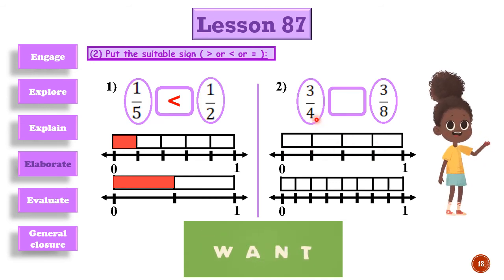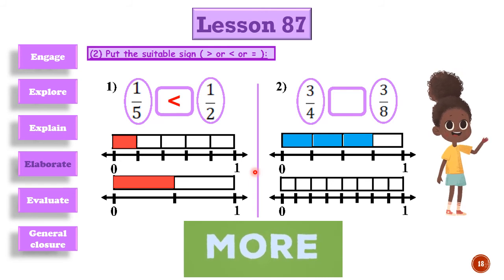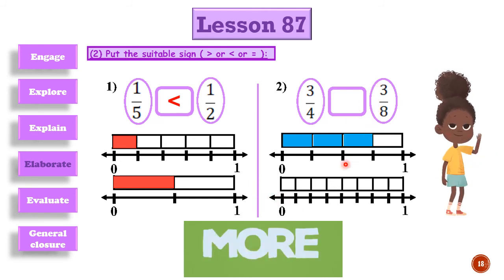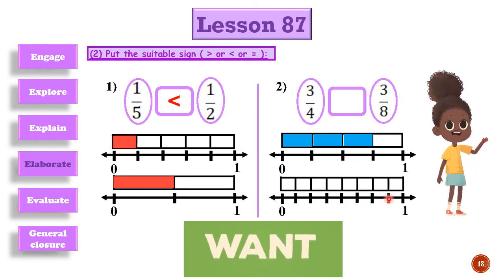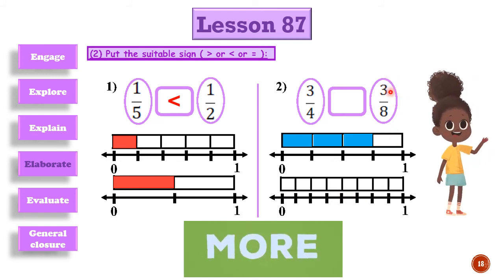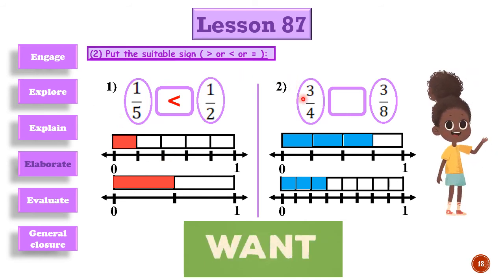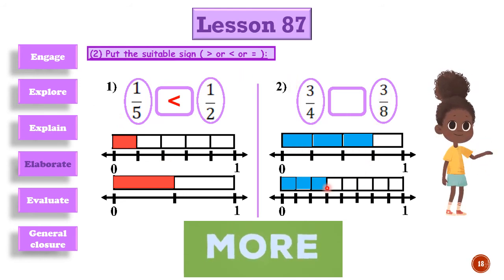4 parts. Then we will color how many parts? Just 3 parts, like this. Another one, it will be 3/8. We divide this fraction number line into how many parts? Yes, 8 parts. And we will color how many parts here? Yes, 3 parts. Which is bigger, 3/4 or 3/8?